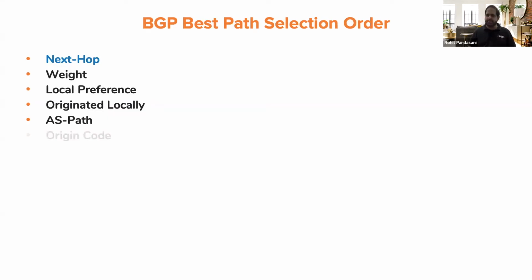If that's the same, it then looks at origin code. Origin code is, again, well known and mandatory. So it must be present in the BGP update. If it's not, again, the update would be discarded because it's not valid. As far as origin code is concerned, technically we have 3 types, but only 2 of them would be used because the third one is not used anymore.